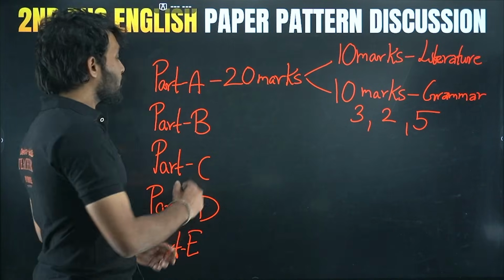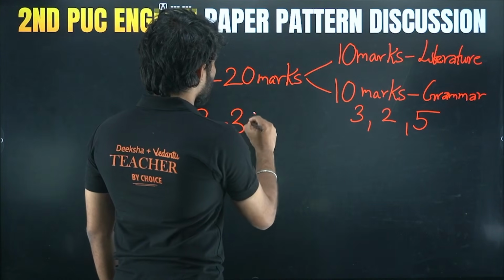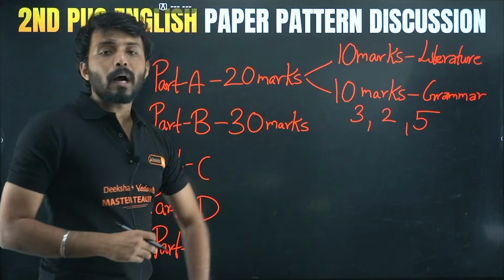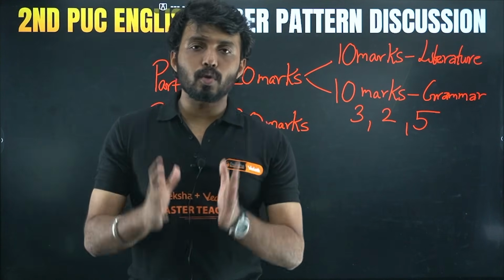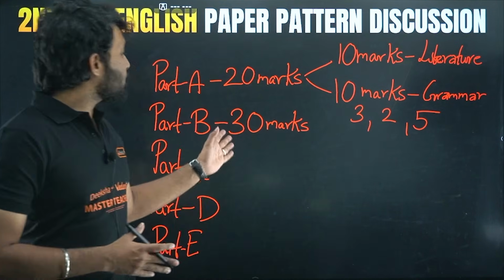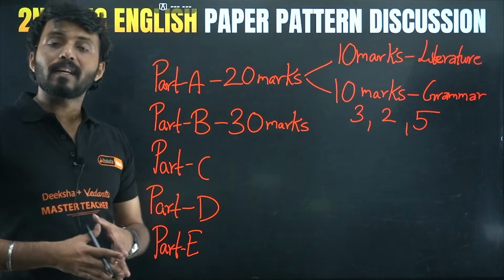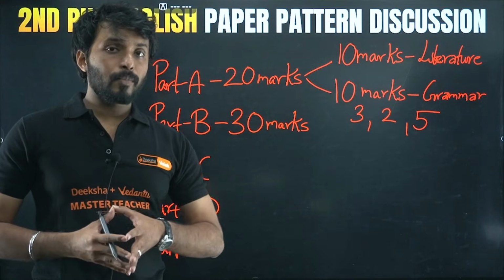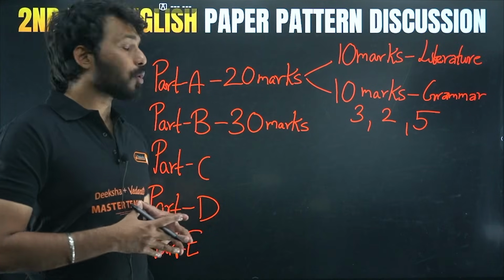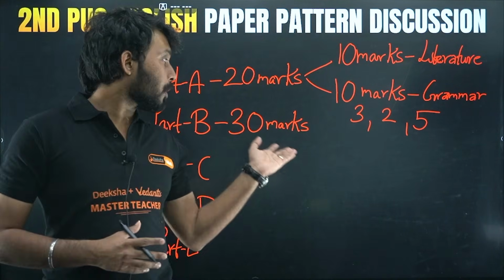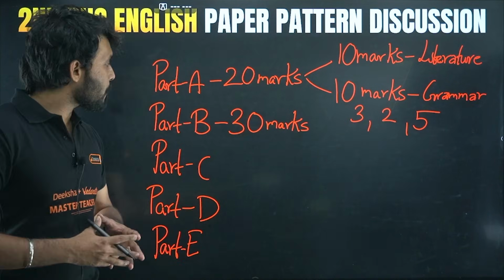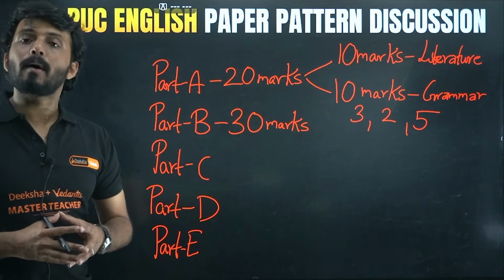Moving on, part B. The whole of part B is dedicated solely to literature, that is your Springs textbook. Part B carries the most weightage among all the 5 parts, 30 marks. So a lot of stakes run high when you're writing part B. Do not waste much time on the other parts. Part B carries the most marks, the most weightage. So how are the 30 marks in part B divided?